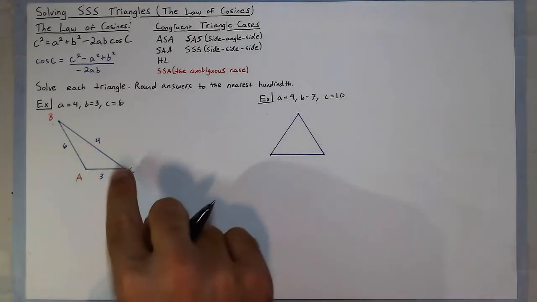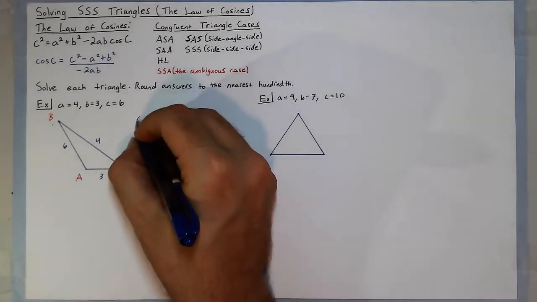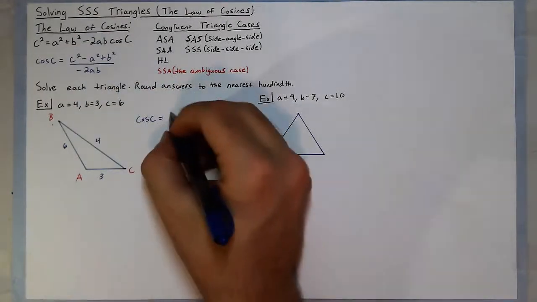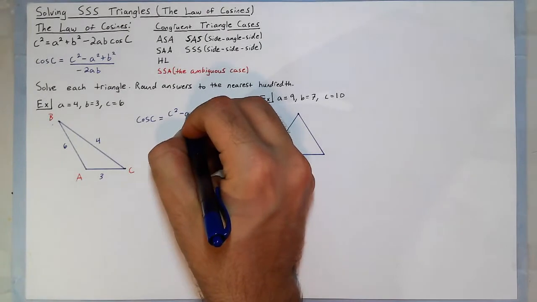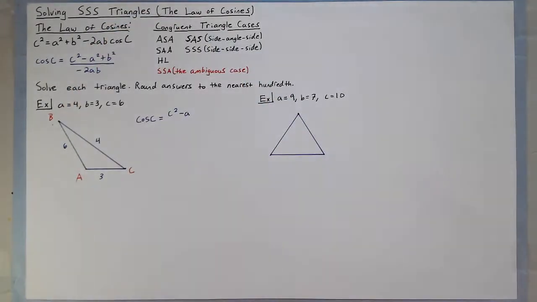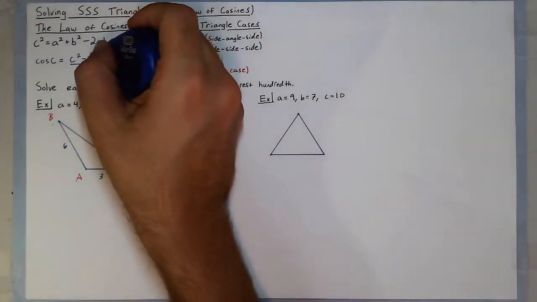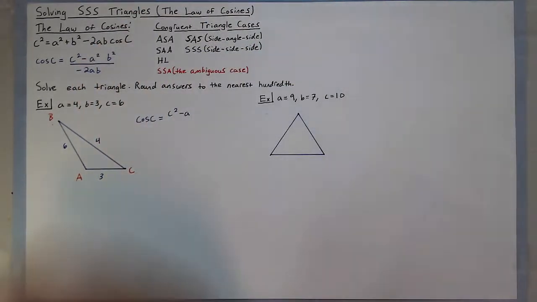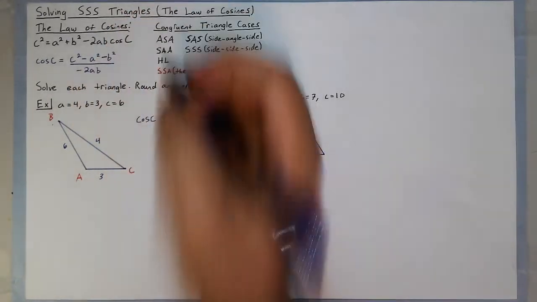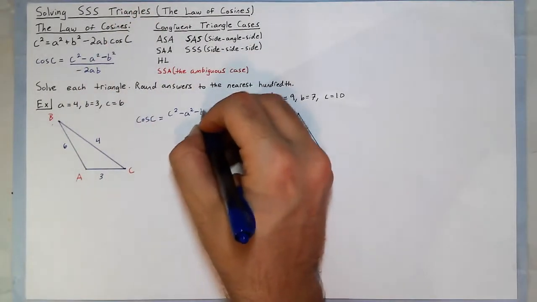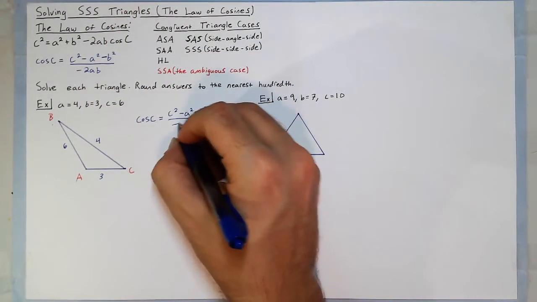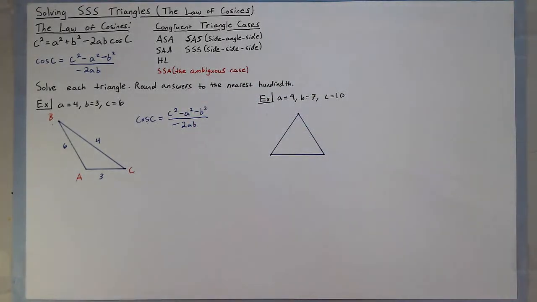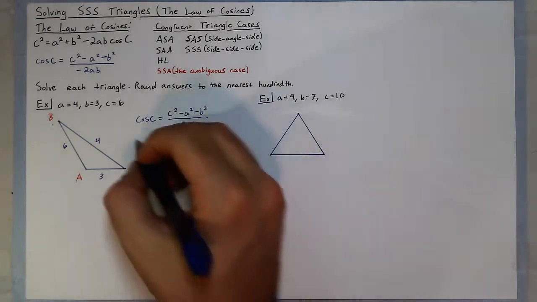So in this case, if I wanted to know what angle C is, I know that cosine of C, by rearranging this formula up here, is equal to c squared minus a squared and minus b squared. I forgot to put the other minus. Let's subtract both of them. It's all over negative 2ab. And now I can plug in all those values that I have.